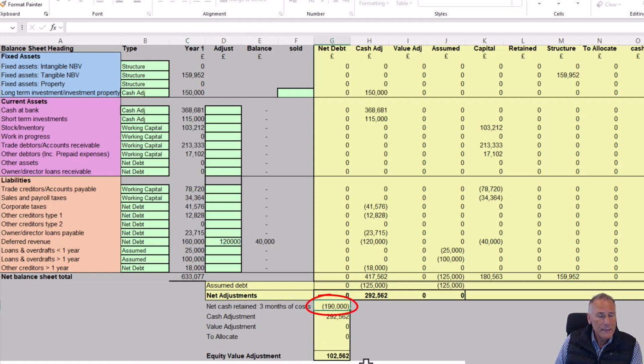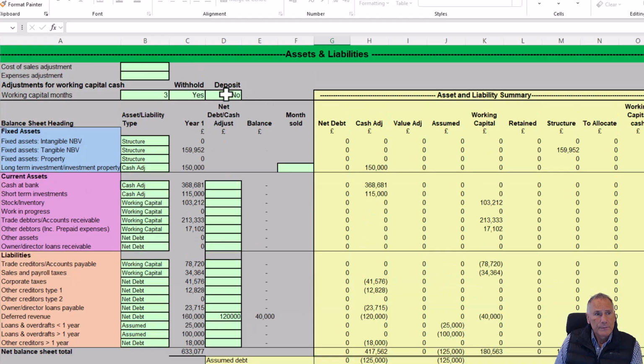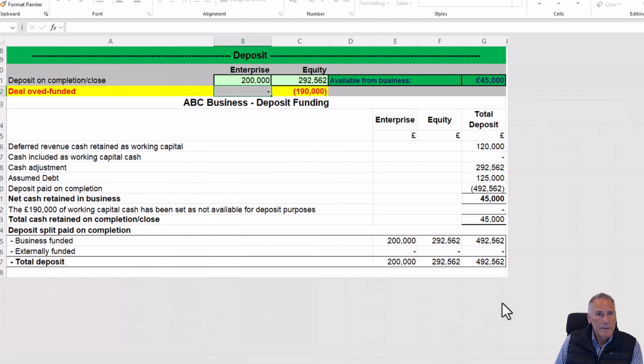So that would mean that instead of paying the owner £292,000, we now only have to pay them £102,000. Now, there's an additional thing that you can do. That's why I brought this in here: you can include that in the deposit. At the moment, we haven't included that.